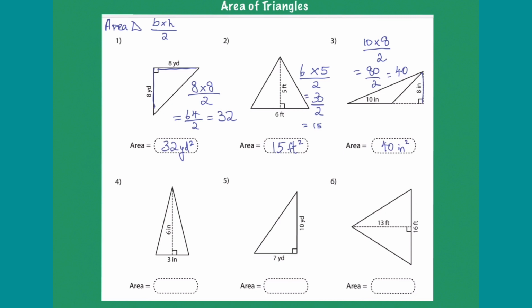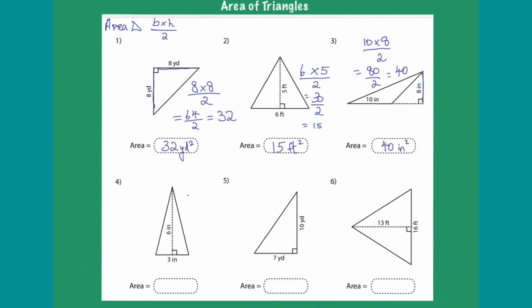So for example, this one right here will be your height, which is against the right angle, and this will be your base. The base is always under the right angle, and the height is next to the right angle. Okay, so let's take a look. All right.